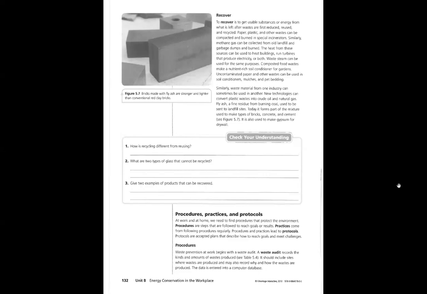I'm at the bottom of page 132 in the textbook. Practices come from following the procedures on a regular basis. And so those lead to protocols. Protocols are plans that we follow to help us meet our challenges. Okay, so what's a possible procedure to help us protect the environment? A waste audit is a procedure that you can do. It records the kinds and amounts of waste produced. We're going to see one on the next page in a second. It should tell us where our wastes are produced, why, and how they're produced. And then we can collect that data.